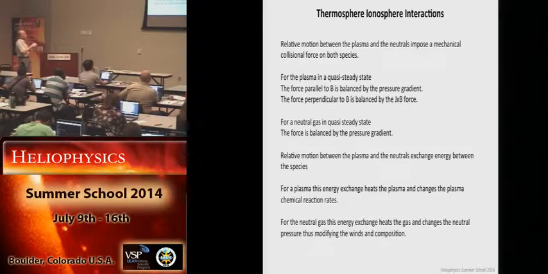And then the points I've just made about the relative motion between the plasma and the neutrals. Okay. For plasma in a quasi-steady state, parallel to B, the balancing forces are pressure gradient and gravity. Okay. If you have relative motions between the plasma and the neutrals, then you exchange energy between the species. And that energy exchange changes the reaction rates, changes the chemistry, and it heats the plasma. And for the neutral gas, this energy exchange heats the neutral gas and changes its motion. Okay.